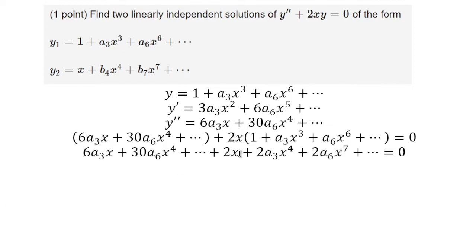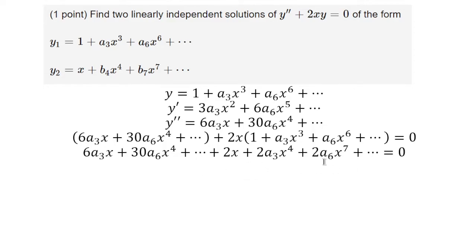So that 2x times 1 gives you 2x, 2x times a3x cubed, x times x cubed gives you x to the fourth, so you get 2a3x to the fourth. 2x times a6x to the sixth, x times x to the sixth gives you x to the seventh. And so on and so on.